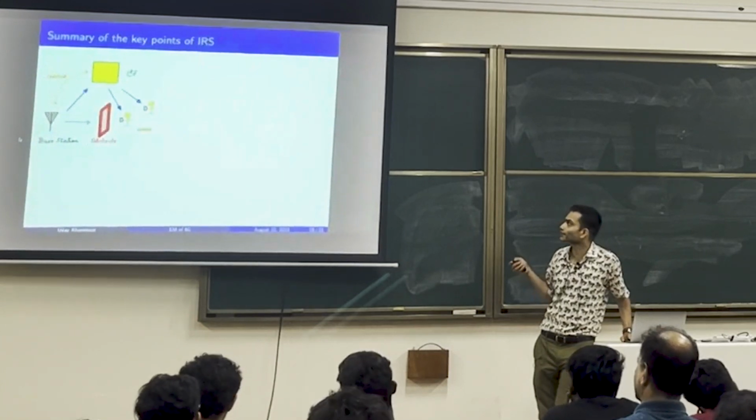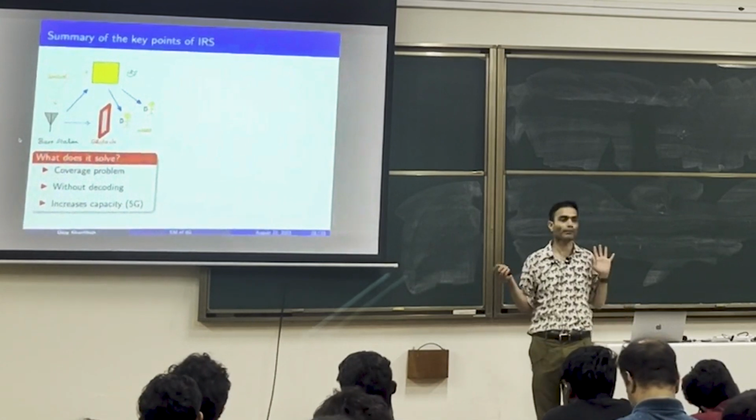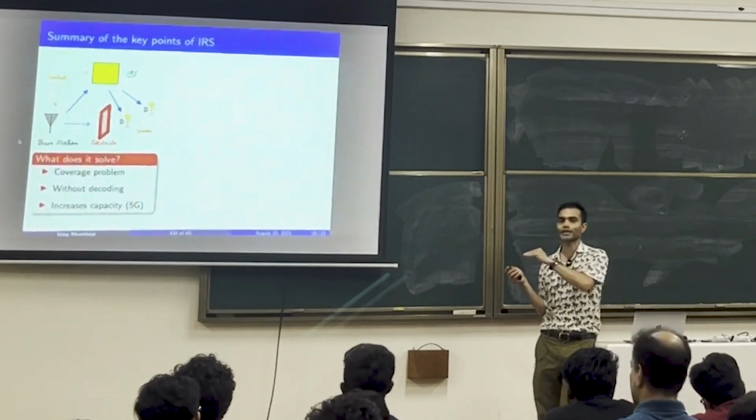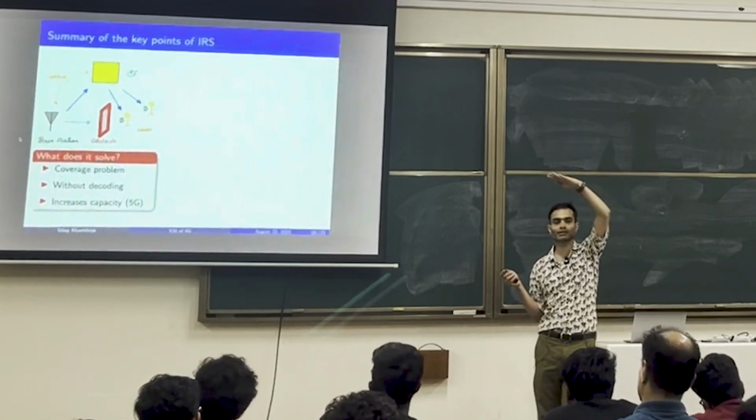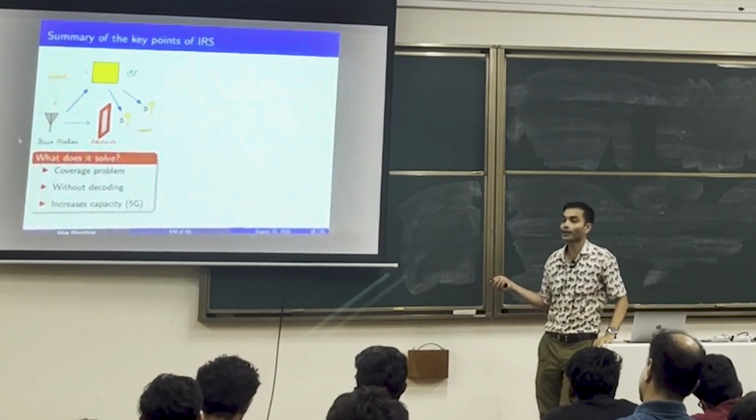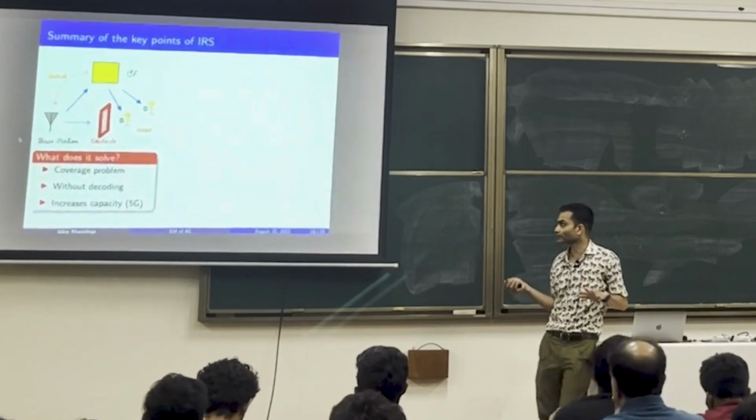So these are in summary the key points of this IRS, right? We have what is the main problem that it solved? Coverage. Where a direct line of sight was not available, I put this IRS, it gave a reflection path, I solved the coverage problem. I did not need to decode the waveform. That's great in terms of cost.